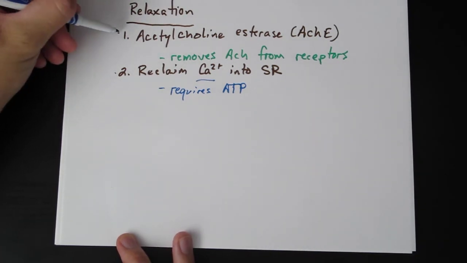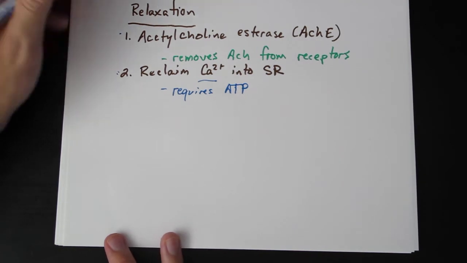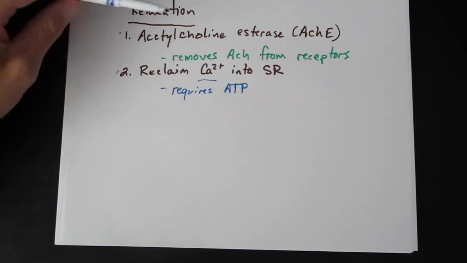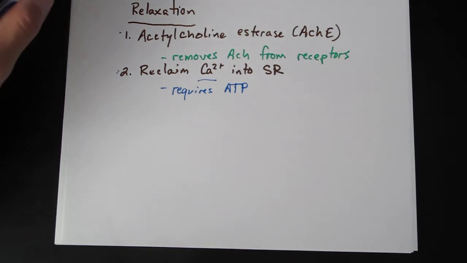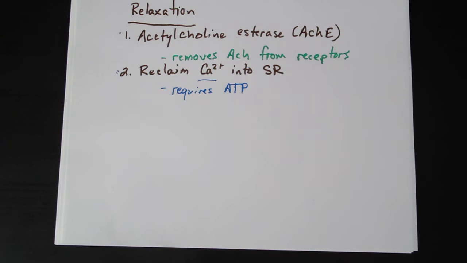But these two things are critical for us to relax the muscle after it's been stimulated. We have to stop the signal at the level of the cell membrane, and then we have to reclaim that calcium back into the sarcoplasmic reticulum. Both of those, to some extent, are active processes, so they require ATP. And I think that sometimes we think about muscle relaxation as being passive, but it is indeed an active process. So, when all of this is said and done, what are we left with?